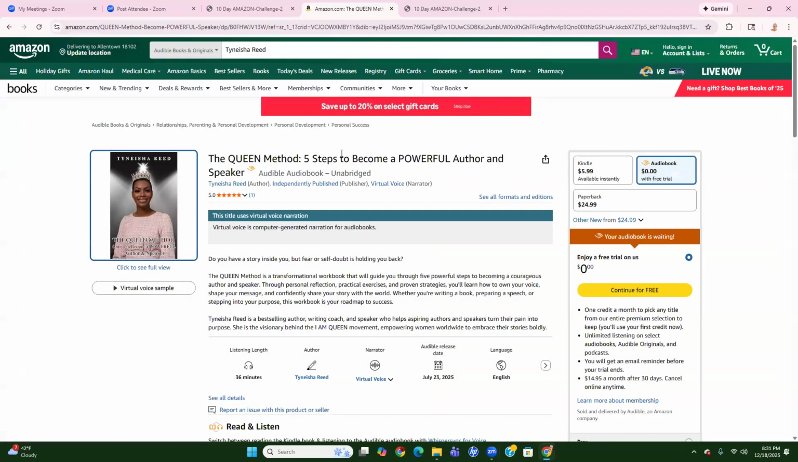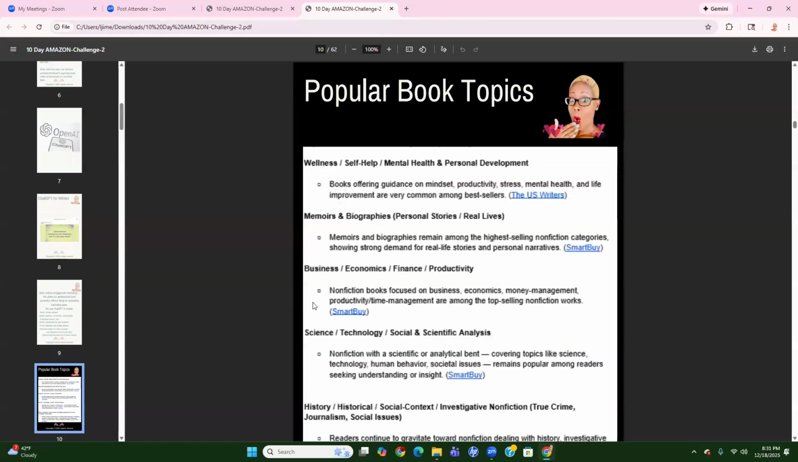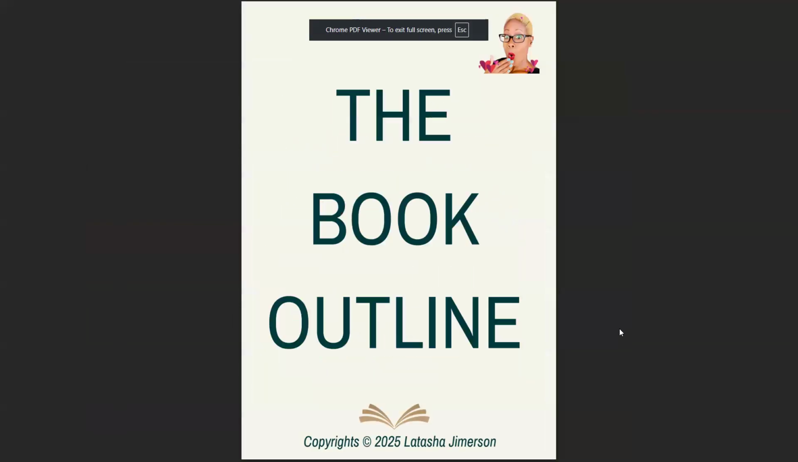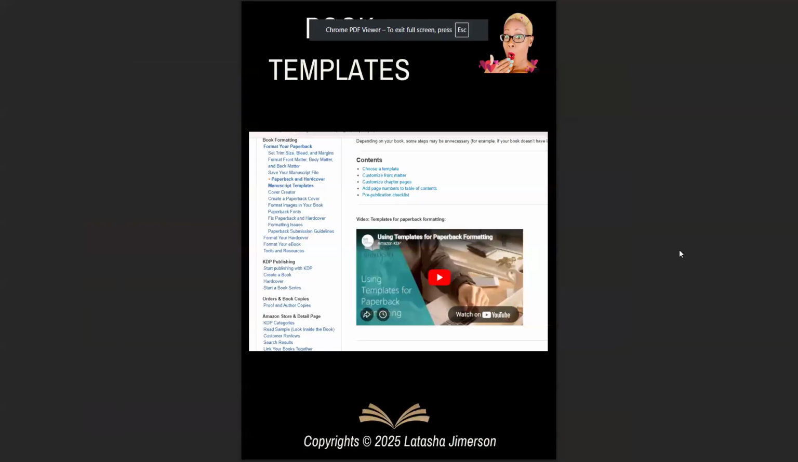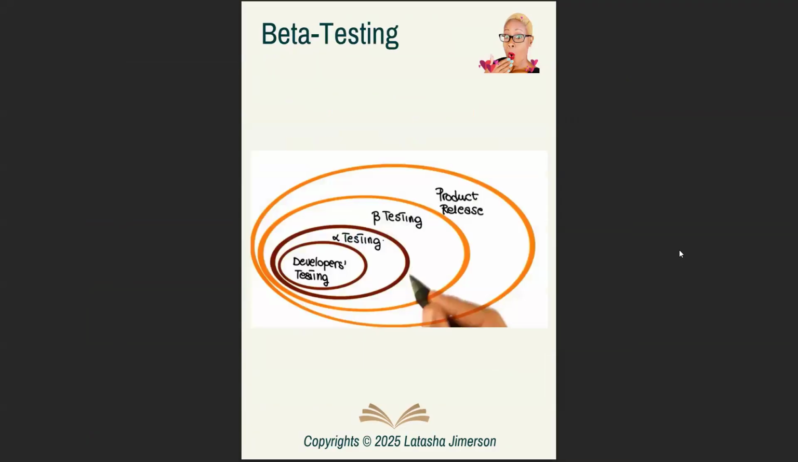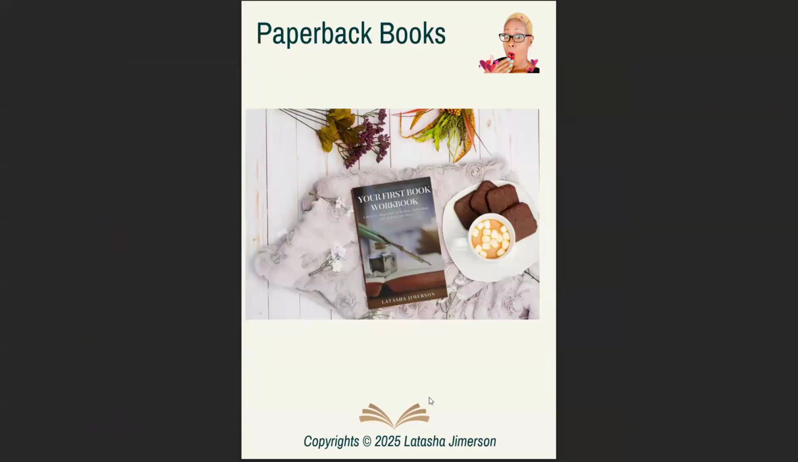Okay, so that is the cover. That is how you create a cover. When you create a cover, you got to make sure that you have all of the elements. Okay, all of the elements that we talked about.